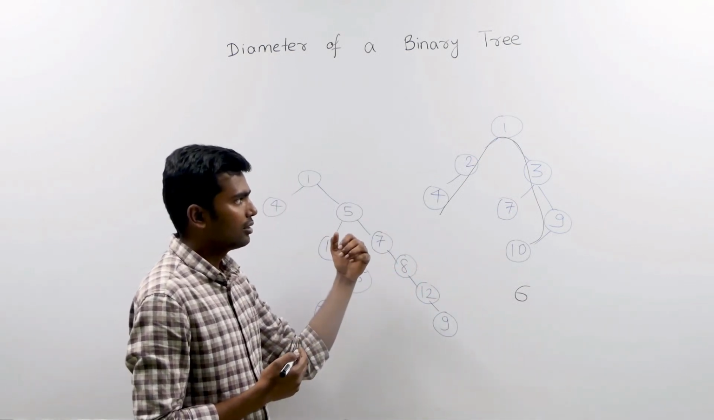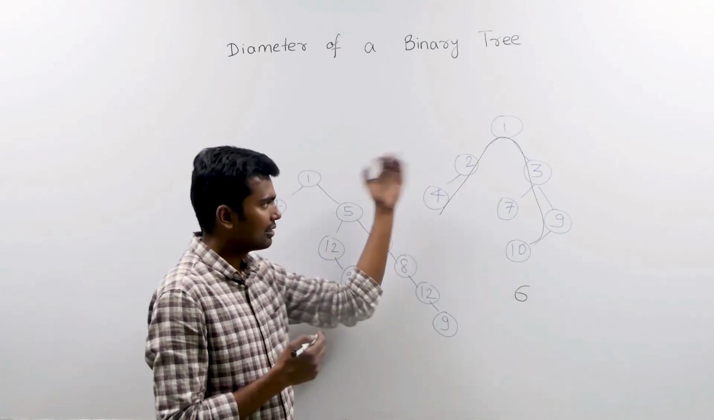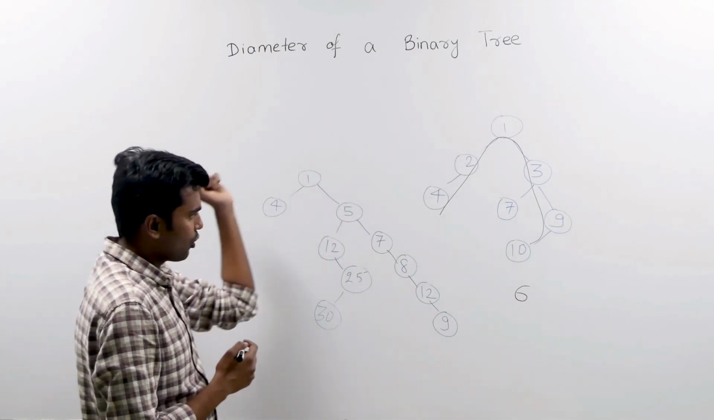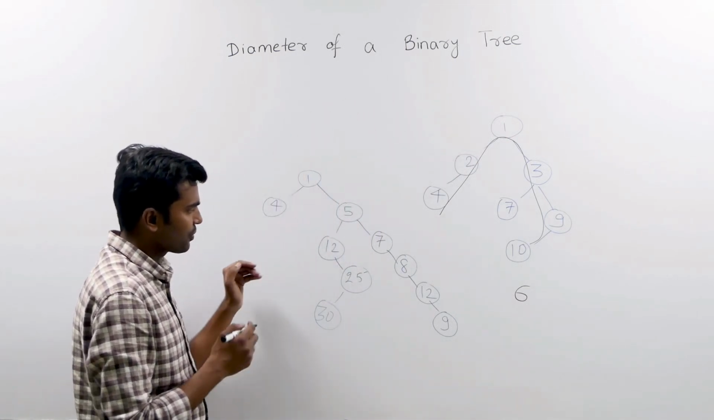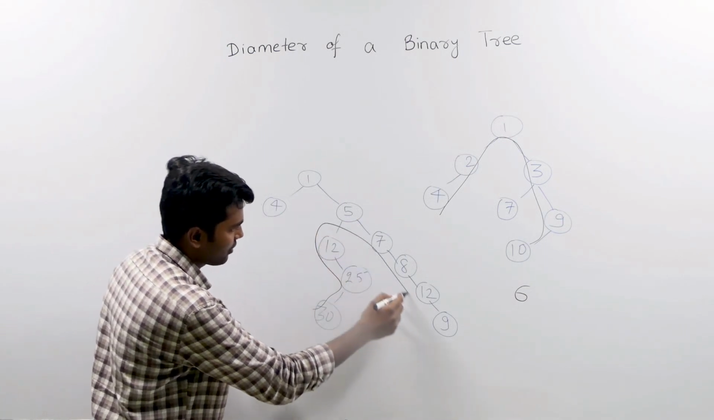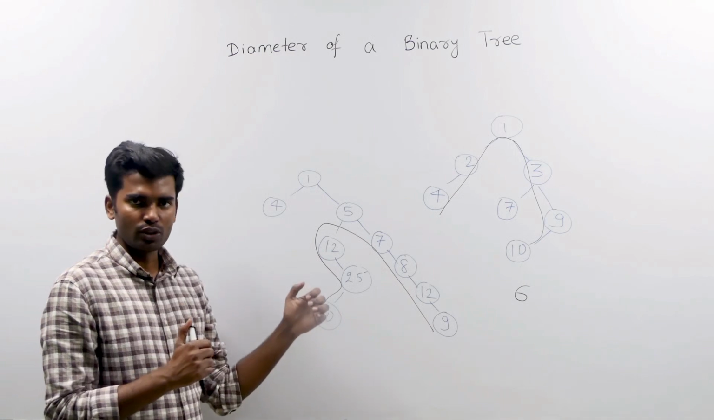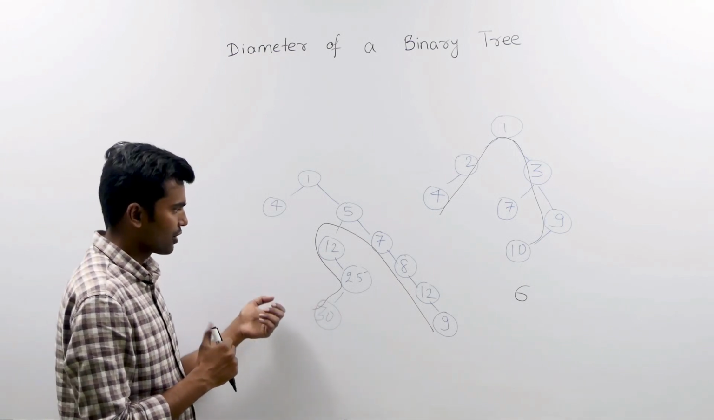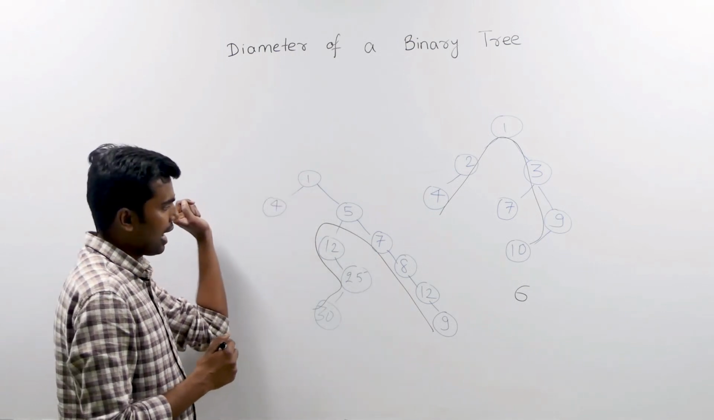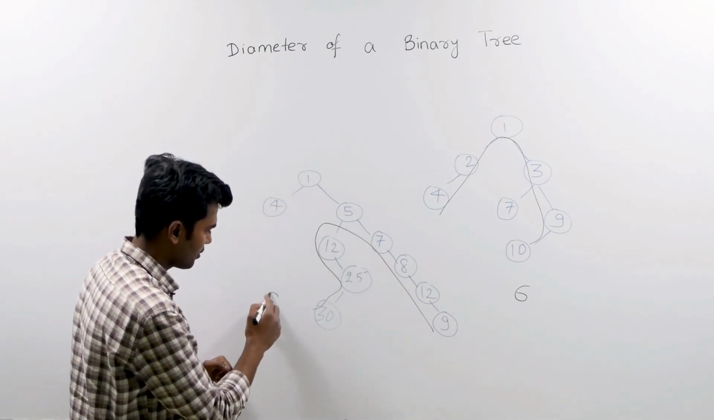And again, the diameter may or may not pass through the root node. Like in this example, the diameter is passing through the root node. But if you talk about this binary tree, then the diameter will be this, right? Because this is the longest path between any two nodes for this given binary tree. And this is not passing through the root node, right? And the length of this diameter will be 8.